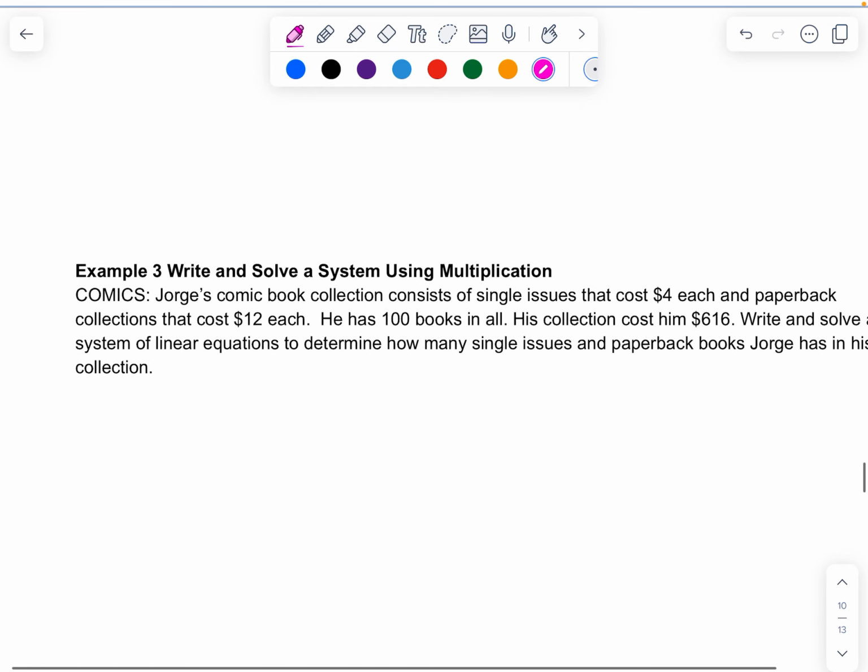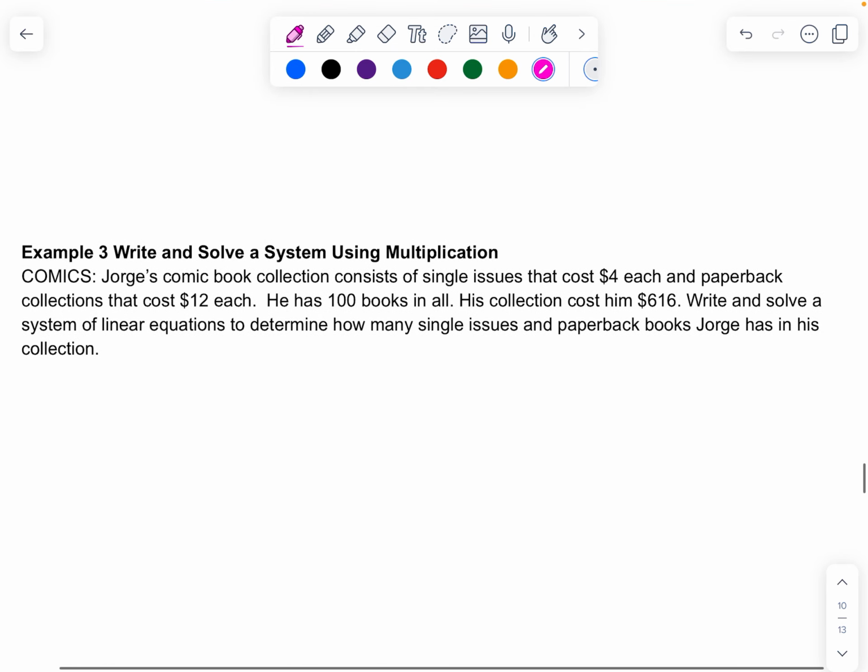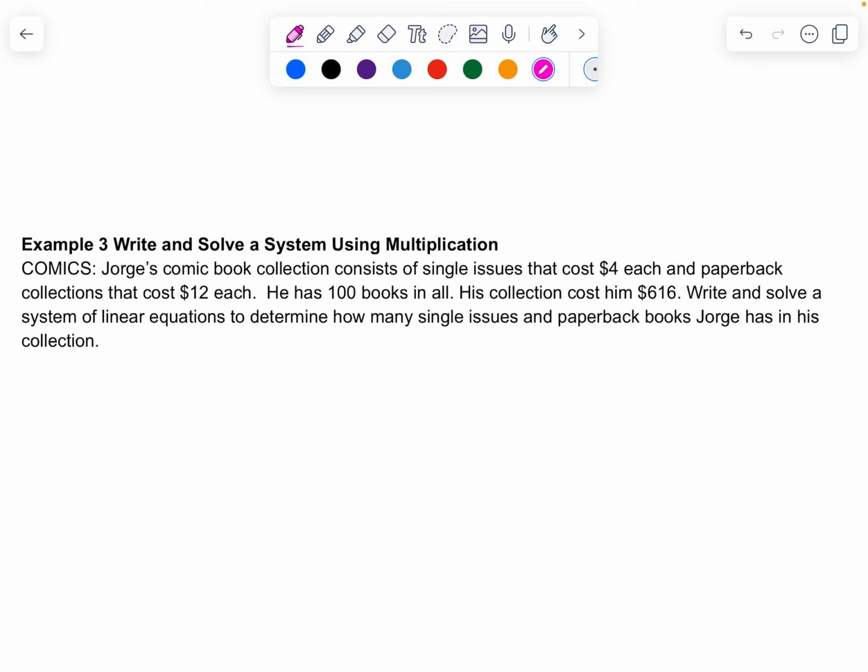Okay. Down here we have Jorge's comic book collection consists of single issues that cost $4 each and paperback collections that cost $12 each. He has 100 books in all. His collection cost him $616. Write and solve a system of linear equations to determine how many single issues and how many paperback issues Jorge has in his collection.